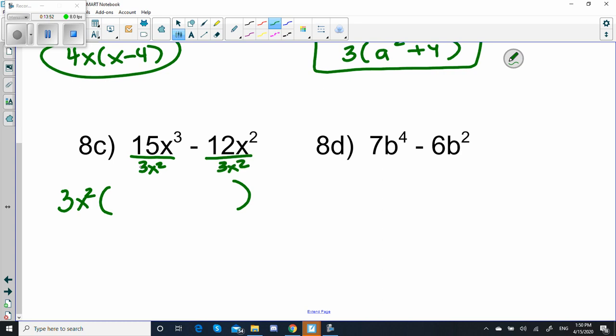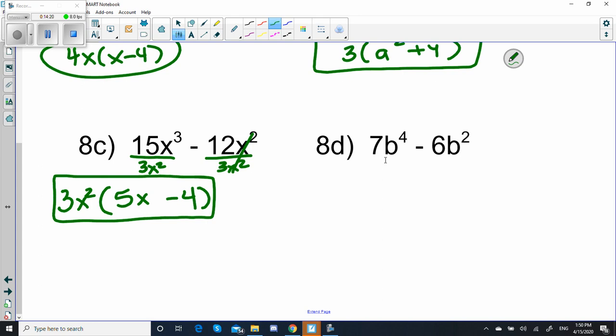So 15 divided by 3 is 5. X to the third divided by x to the second is x to the first. 3 minus 2 is 1, and I don't usually put that 1 there. Negative 12 divided by 3 is negative 4, and x squared divided by x squared is x to the 0, or it cancels. So this is my answer right here. I'm going to scoot this parenthesis up. This is my answer.